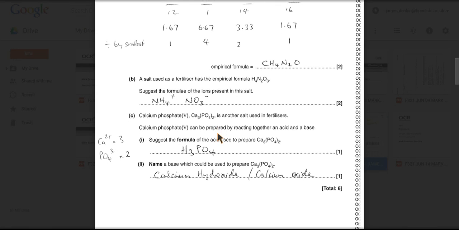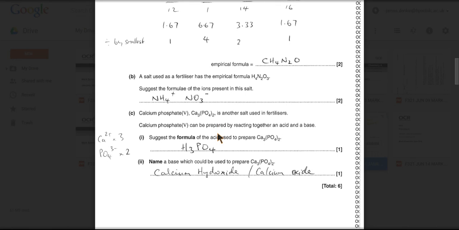And the final part of the question: name a base which could be used to prepare this salt. So we just need a base with this metal ion in, the calcium ion. So I've gone for either calcium hydroxide or calcium oxide.